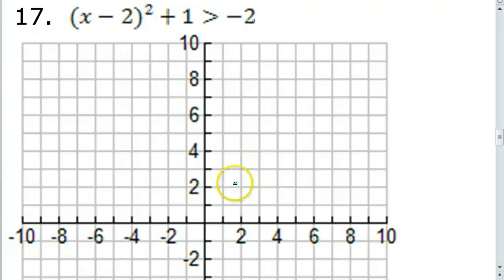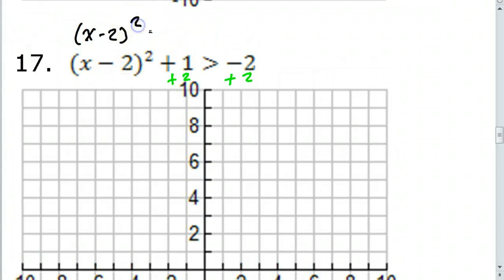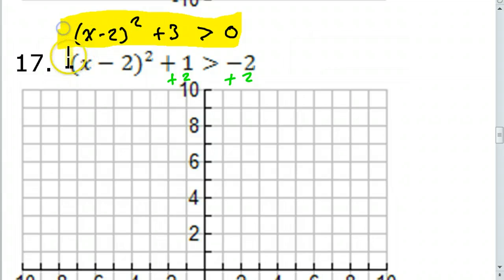All right, number 17. This one, we need 0 on one side. So before we actually do the problem, let's go ahead and add 2 to both sides to get it in the proper form. So that's going to make it x minus 2 squared plus 3 is greater than 0. Okay, so from now on, this is the form that we're going to be using. All right, so you can forget about this down here. Just stick to the yellow.